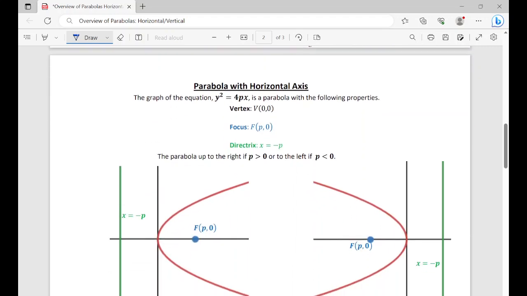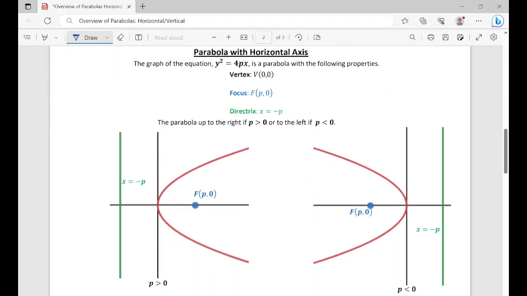We also have a parabola with a horizontal axis, just meaning a parabola that opens either to the right or to the left. The equation of this graph is y squared equals 4px. And this parabola has the following properties. Again, the vertex is at 0, 0, at the origin. The focus here is actually at p, 0, so 0 and p switch for this kind of parabola. Again, it's inside of the parabola, regardless of which way it opens. And the directrix is x equals negative p.